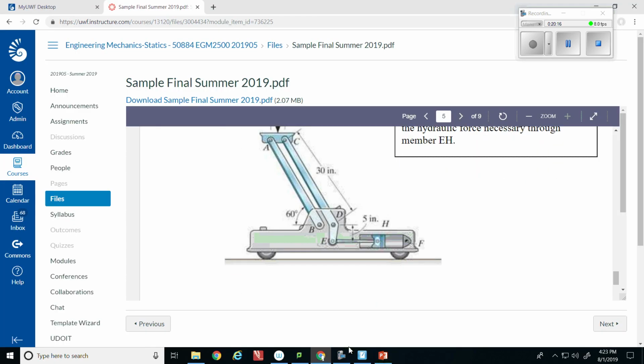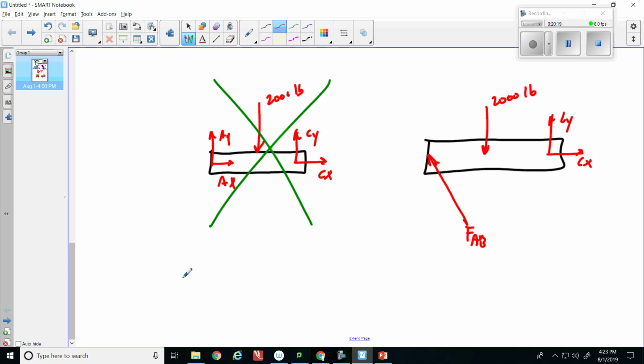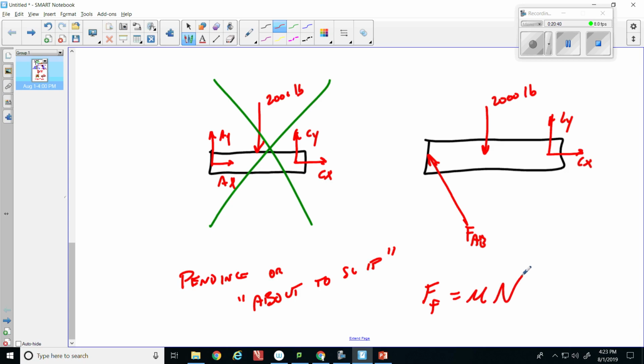And again, remember, most of the problems in friction have what we call pending motion. With pending motion, you can say if the motion is pending or about to slip, something like that, right? Then you can say the friction force is equal to mu times N. But you cannot do that in general. You cannot in general say that the friction force is mu times N. You can only do that if it's about to slip, because we really call that the maximum friction force. The maximum possible friction force is mu times N. That's not always the actual.